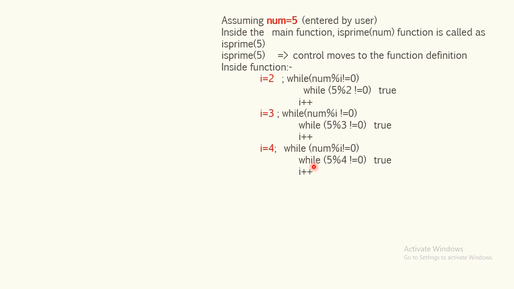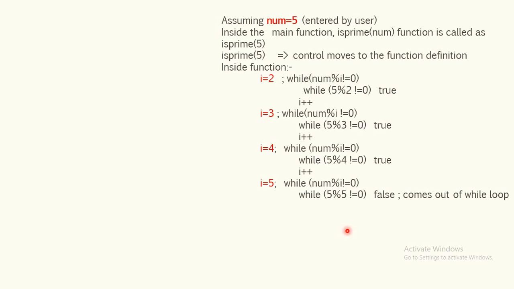That is, from 2 to 4, we have not come across any number by which 5 is completely divisible, which indicates that the number does not have any other factor. Next, we have increased the i value to 5. 5 mod 4 is also 1, which is not equal to 0. Next, 5 mod 5, which is nothing but 0 now. 0 is not equal to 0? The condition becomes false. So, it is not going to increment. It will come out of the while loop.